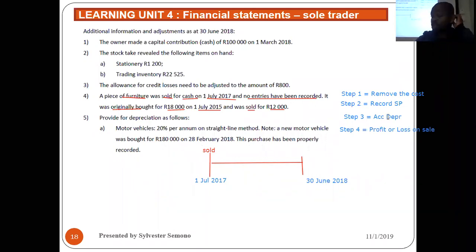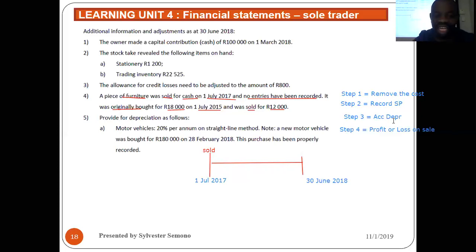Firstly, we need to check the cost of the asset that we are selling. What is the cost? 18,000. So we need to know what the 2 accounts involved are. We must also make sure that we know the accumulated depreciation. So what are we missing here? Remember, we have got the cost, which is 18,000. We've got the selling price of 12,000. We are lacking what? So we need to calculate accumulated depreciation.